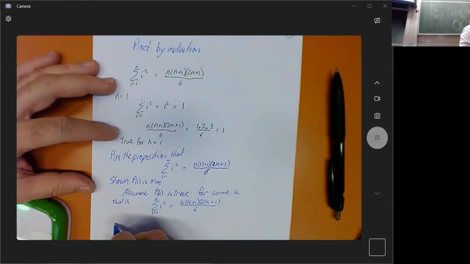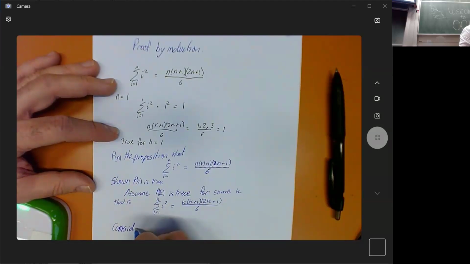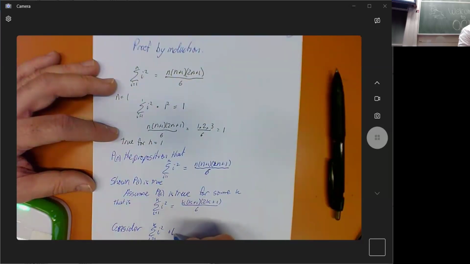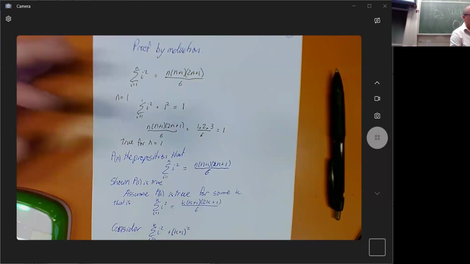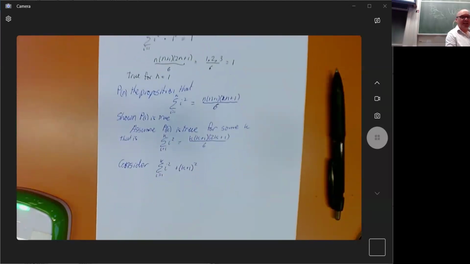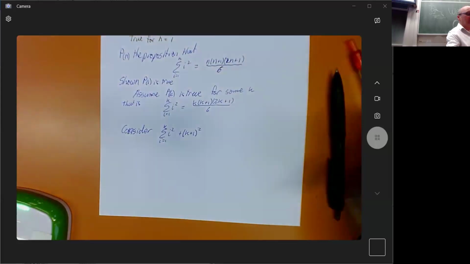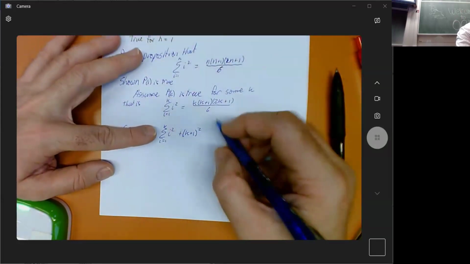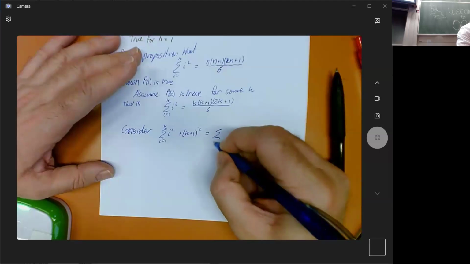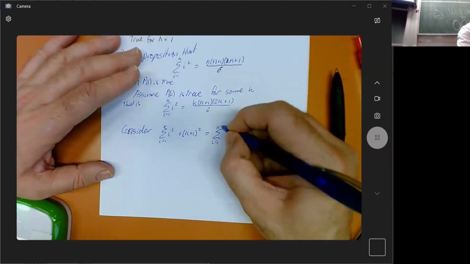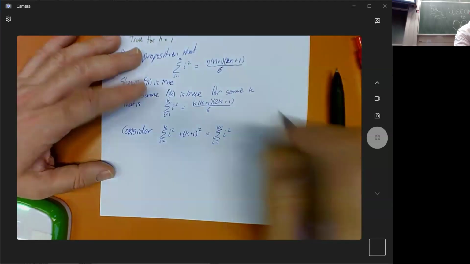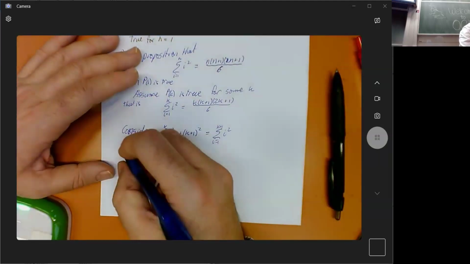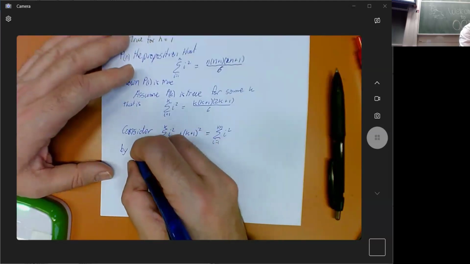Now, we are going to consider, how about I put all the letters in? If I go the sum from i equals 1 to k of i squared, and then plus (k plus 1) squared. So the plan is that what this means is I can write this as the sum from i equals 1 to k plus 1 of i squared, saying the same thing, by assumption.